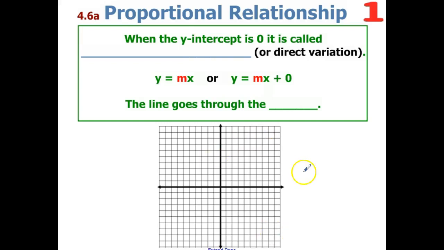Good morning. Today we are talking about proportional relationships. A proportional relationship is when the y-intercept, in other words our y-intercept in the form y equals mx plus b, so when our y-intercept, or when b, is 0, instead of a b it would be a 0, it's called proportional.